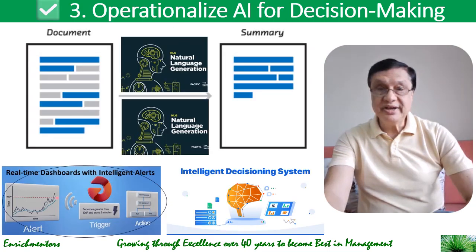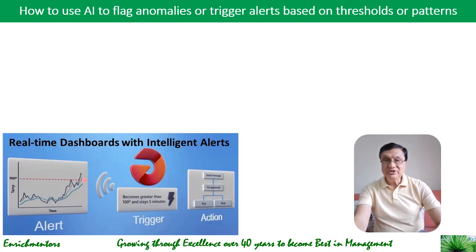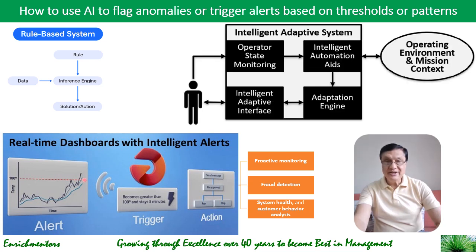So how do you think you can use AI to flag anomalies or trigger alerts based on thresholds or patterns? Any thoughts on that? Using AI to flag anomalies or trigger alerts is a powerful method for proactive monitoring, fraud detection, and system health, as well as customer behavior analysis. Now, here you can move beyond simple rule-based alerts to intelligent adaptive systems that recognize subtle patterns and deviations in real time.